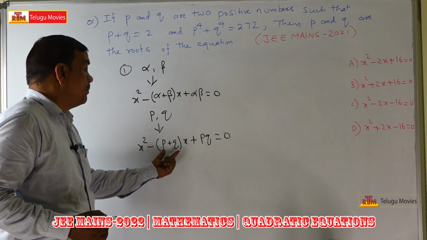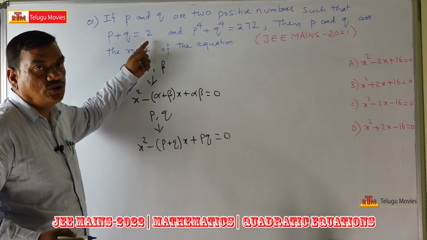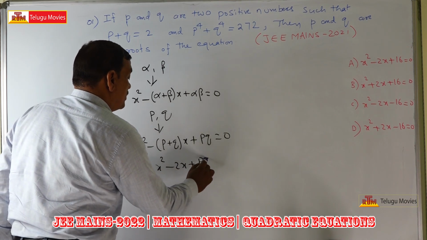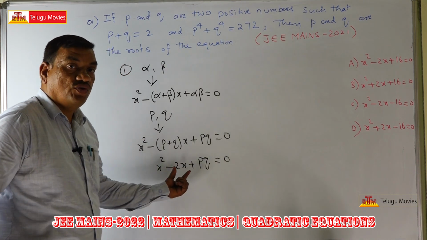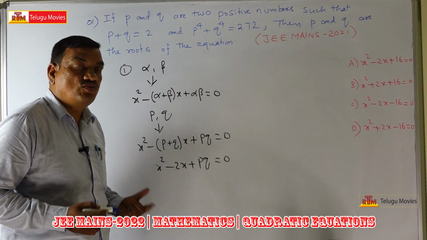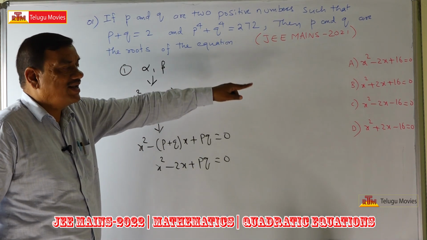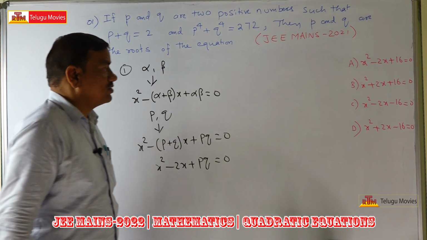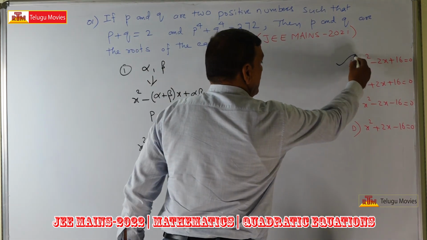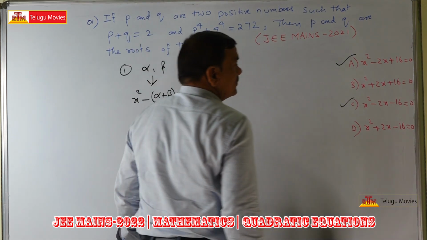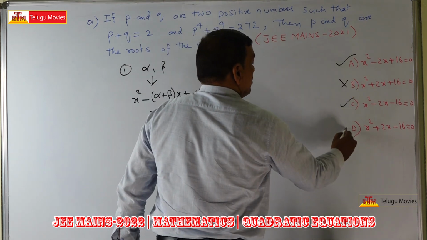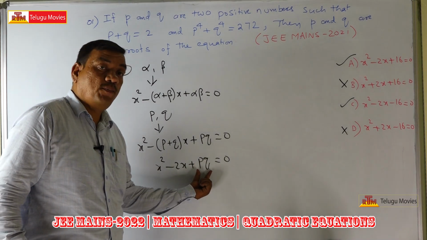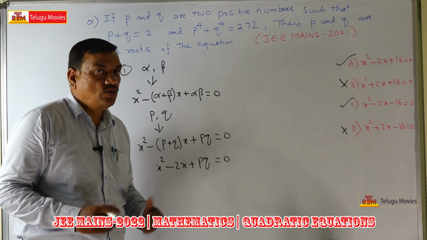Clear? Here P plus Q value is given as how much? 2. That is x square minus 2x plus PQ is equal to 0. So if you know the value of PQ, the problem is over. From this you can guess the answer from the options. So here x square minus 2x. So your answer is either A or C. But B and C cannot be your answer. So you have eliminated two options.